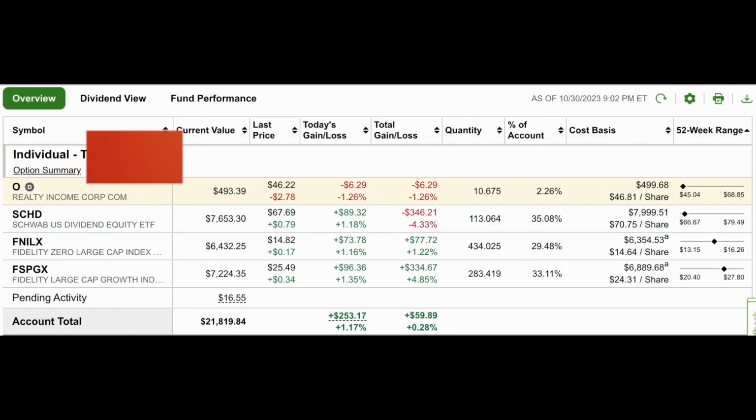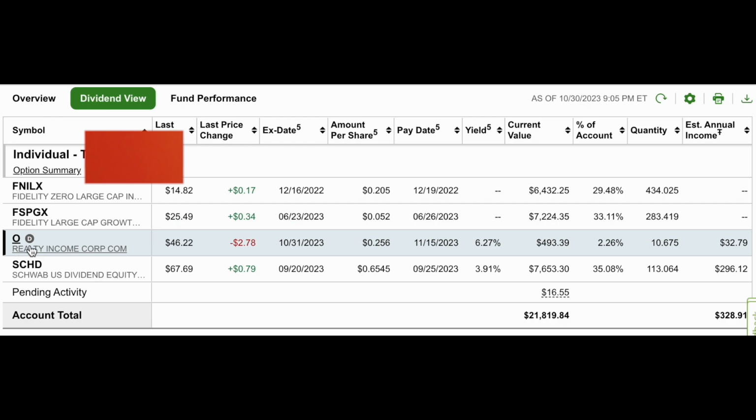As you can see, this portfolio right now is only up $60. I was up almost $800 in this account, but because I'm holding long term, I'm not taking profits. But take a quick look under dividend view up here. You can see Realty Income. The yield is 6.27%. So I'm trying to build a little bit more dividends in here as well as growth. And we'll get the growth stocks when they start selling off some more.